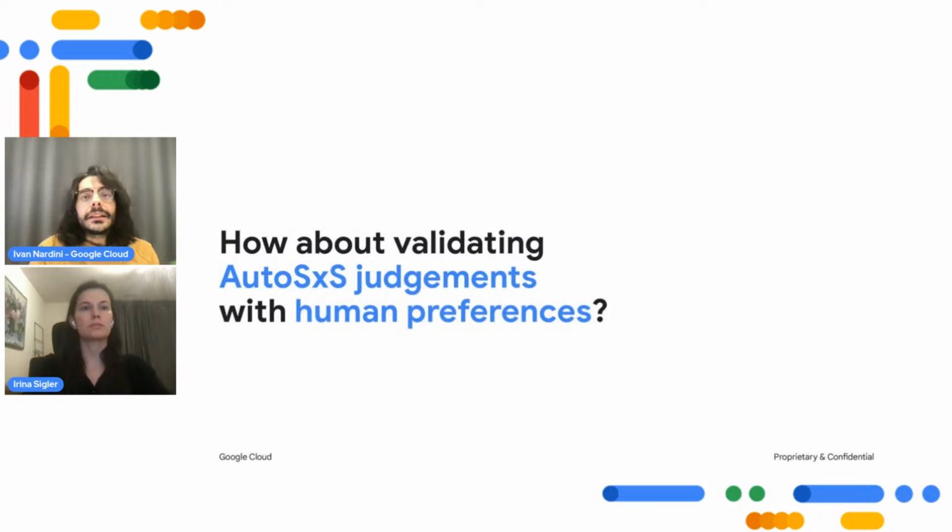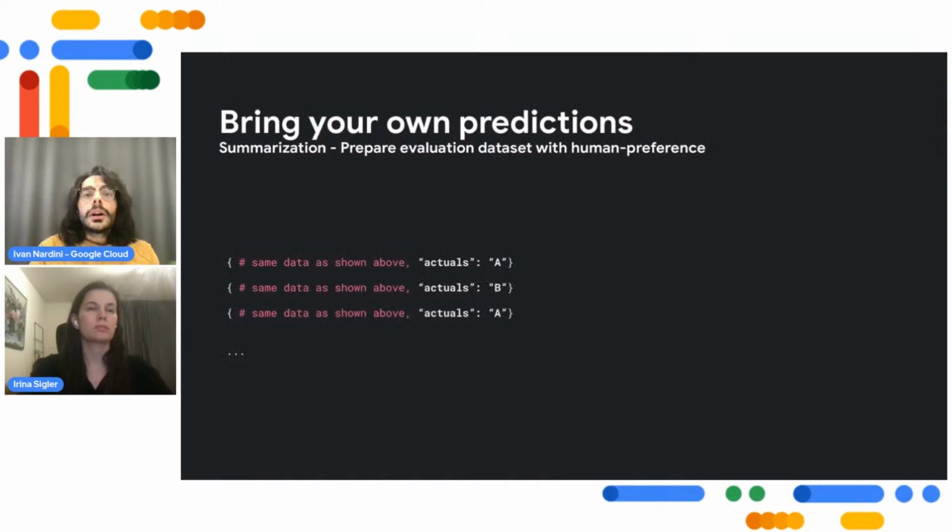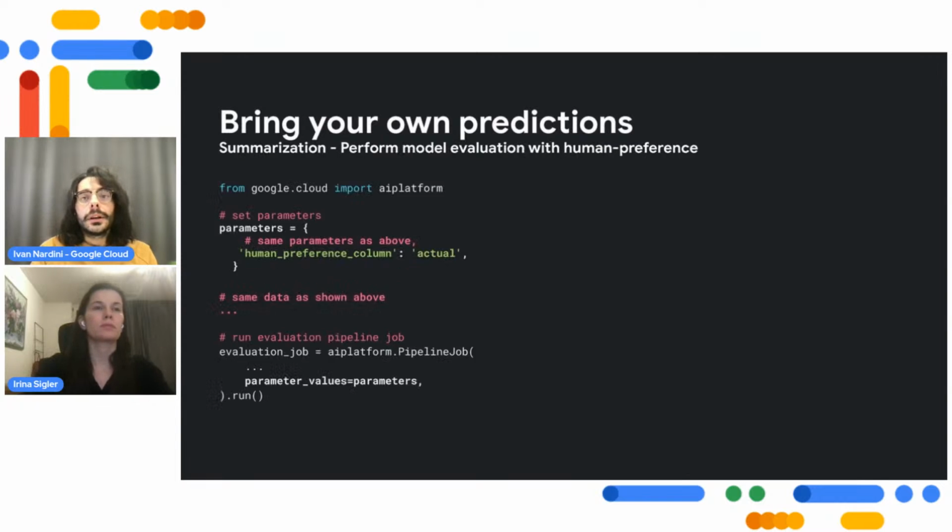At this point, you may wonder, how about validating these auto side-by-side judgments with respect to human preferences? The good news is auto side-by-side supports human preferences. And in this case, you need to provide some additional information and parameters in the auto side-by-side pipeline. With respect to the evaluation dataset, you need to add a column which contains the human preference with respect to the LLM generated responses. And here you can see an example with the actual column that expresses these human preferences.